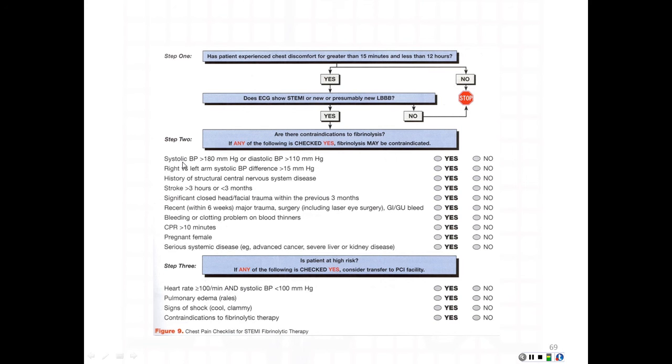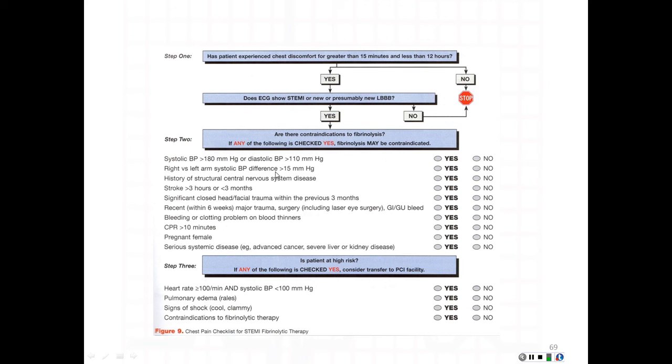Things we're going to look at is, again, the blood pressure. If it's greater than 180 systolic or more than 110 diastolic, that may be a contraindication, but we can lower that blood pressure. Again, beta blockers and labetalol can be used a lot of the time to go ahead and lower that blood pressure.